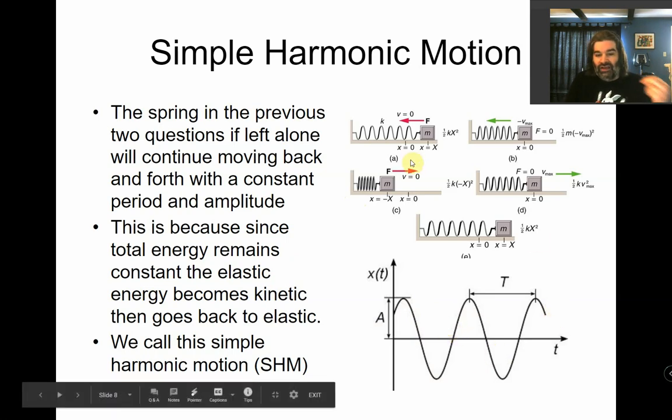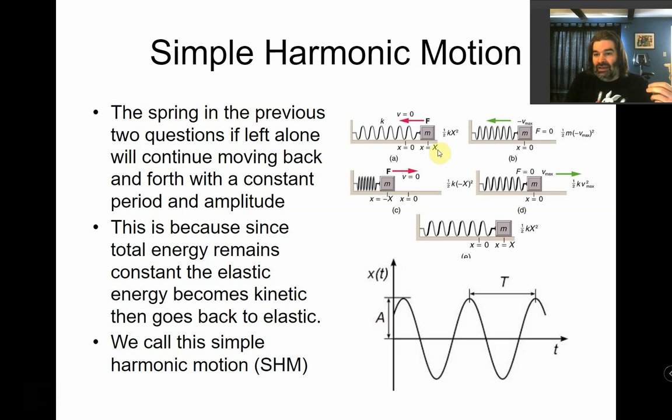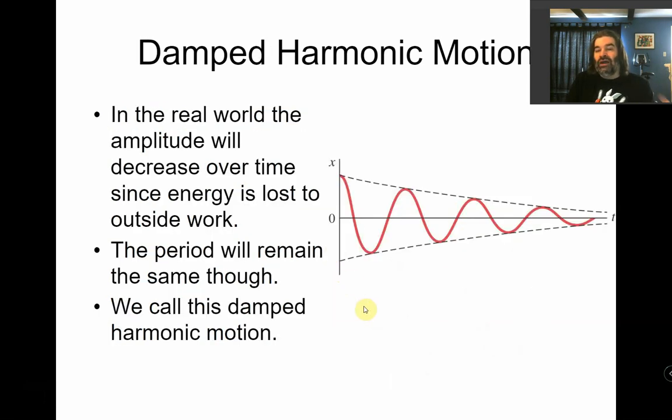Because the total energy has to stay constant. It was the block coming in that gave it the energy, but that energy has to stay constant. So we call that simple harmonic motion. However, in the real world, this isn't going to happen because there's going to be friction. Some energy will be lost to the ground through friction, so it would actually be damped. Damped harmonic motion means you're losing some energy to outside work, and the stretch would get less and less and less until it stops.